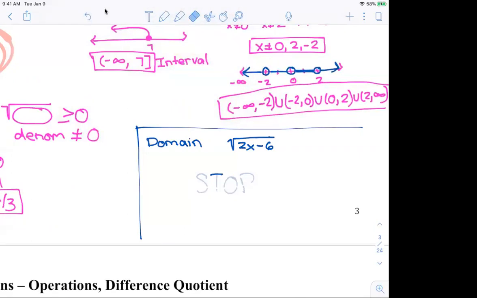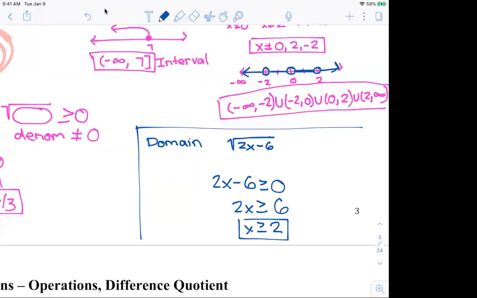All right, welcome back. Let's see if you got the right answer. You need to set the expression under the square root, 2x minus 6, greater than or equal to 0. So you should be adding 6, and then you should be dividing by 2. So x is greater than or equal to 2. We're just going to keep it in that answer, but if you wanted to, the interval would be from 2 to infinity with a bracket.